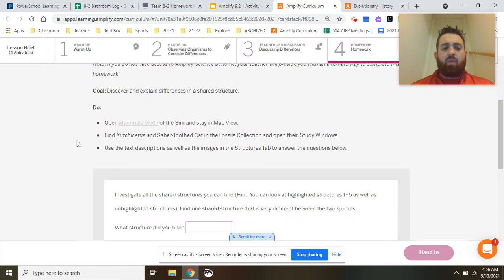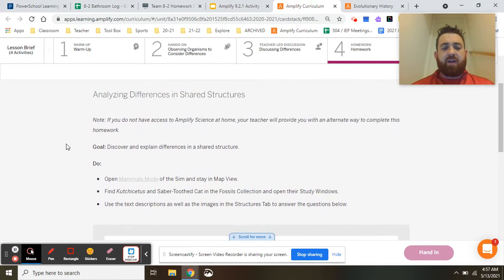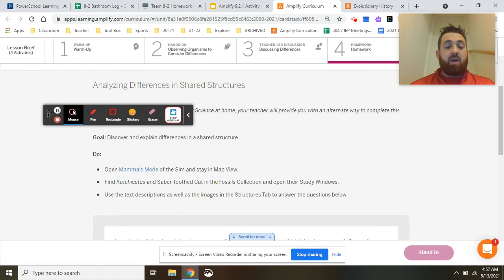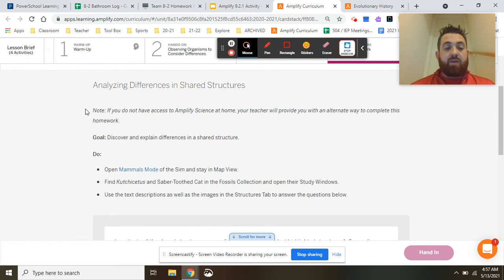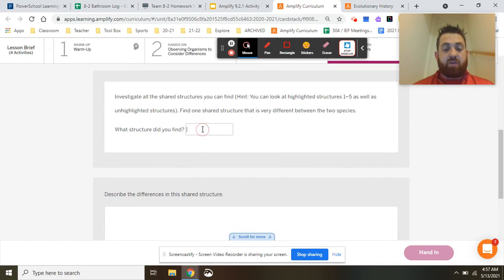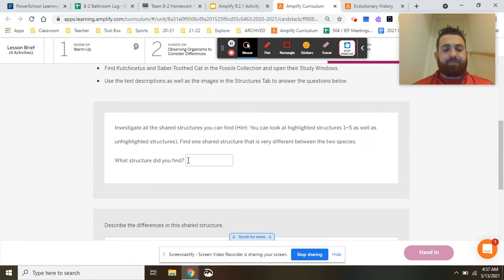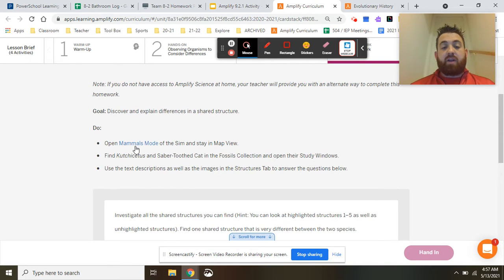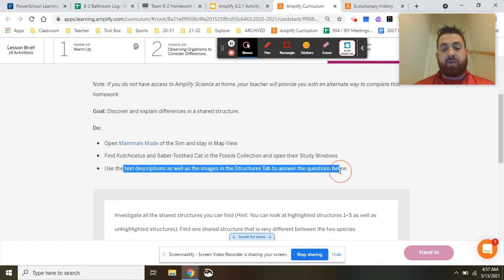So when we get into the Amplify page, you're going to start by finding the analyzing differences in shared structures, and then we are going to be following the instructions here in order to answer this question, and this question. So it starts off by having us open the sim, and we're going to be looking at completing the mammal mode, and we're going to be looking for the two organisms we talked about, the Cuchicitas and the saber-toothed tiger, and then we're going to be using the text descriptions as well as the images to help us answer the questions. So let's take a look at how we do that.